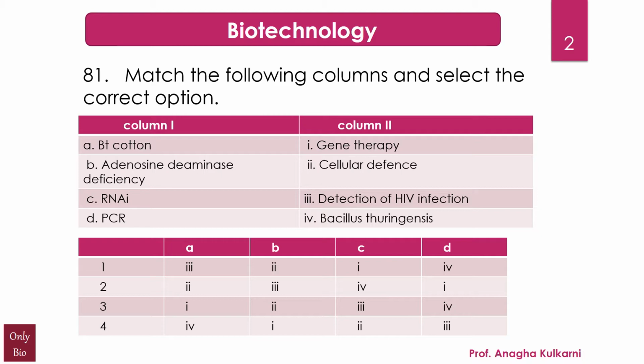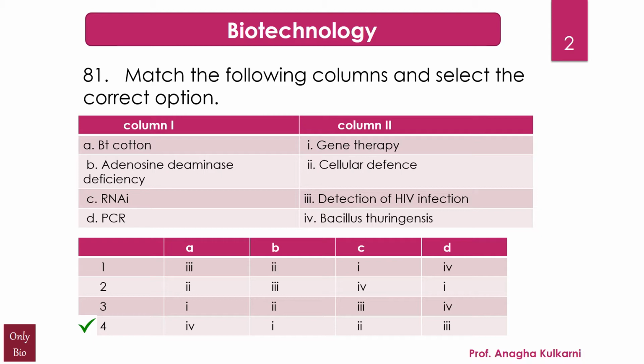the correct answer is 4. That is, Bt cotton, you can guess this, can be related with Bacillus thuringiensis. B, that is adenosine deaminase deficiency, can be related with gene therapy. RNAi can be related with cellular defense, and PCR can be related with detection of HIV infection.